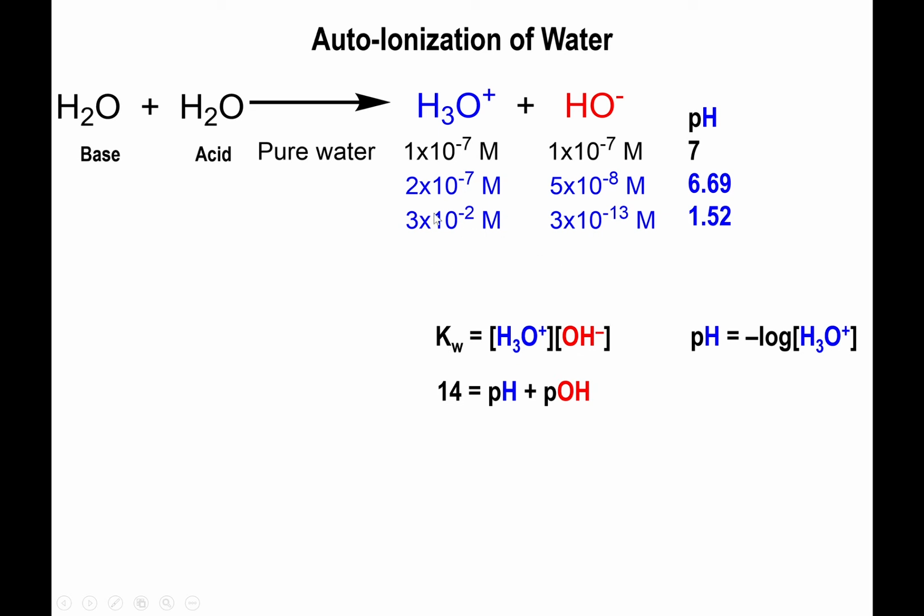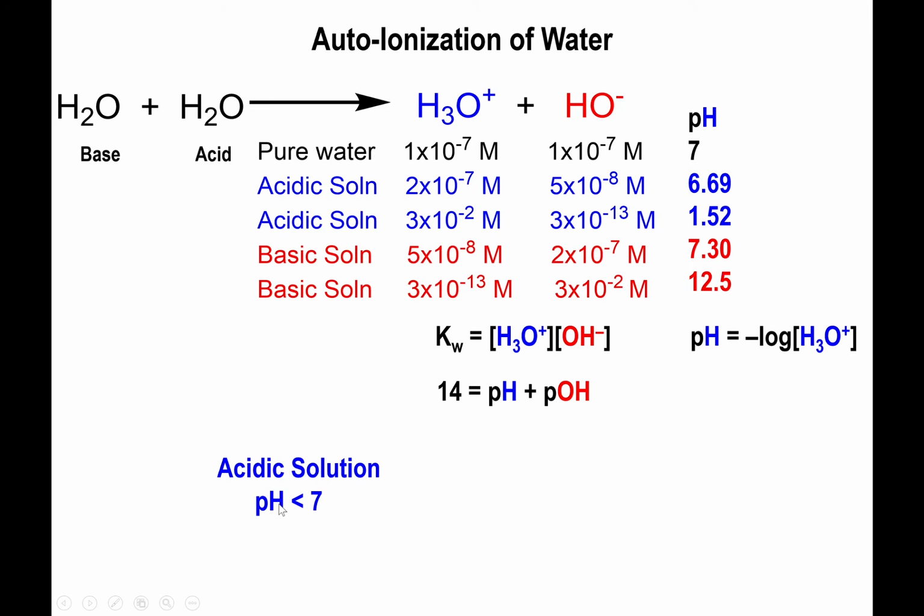So increasing one of the values automatically will decrease the other one, and vice versa. But taking the negative log of 3 times 10 to the negative 2 yields a pH value of 1.52. And what you're seeing right here is that as you do increase the concentration of the acid, the pH drops. The pH becomes smaller and smaller. And on the other hand, if you increase instead the hydroxide concentration, then the pH starts increasing. In fact, it will increase above a value of 7.